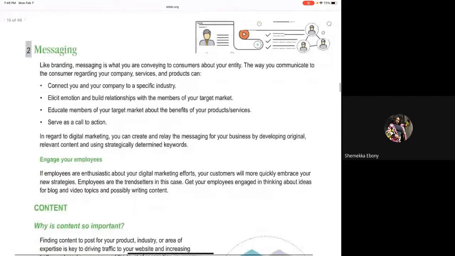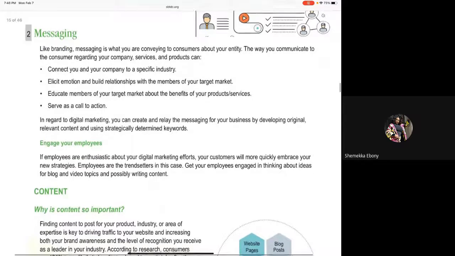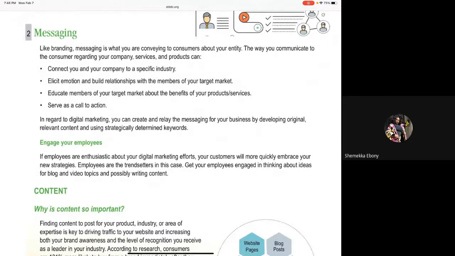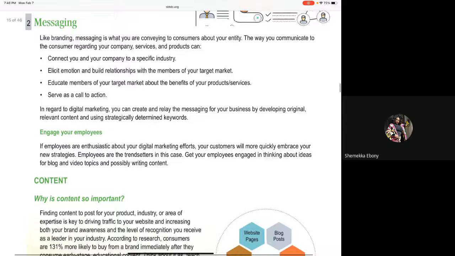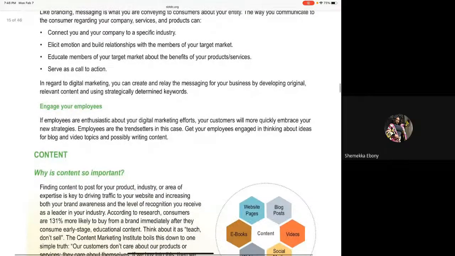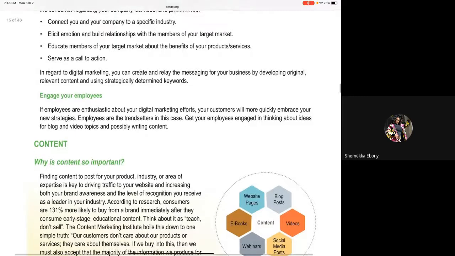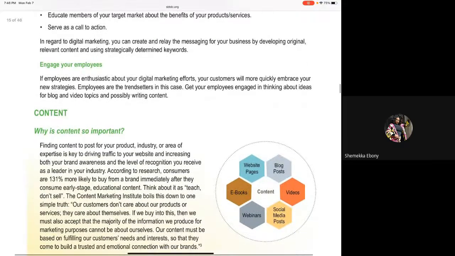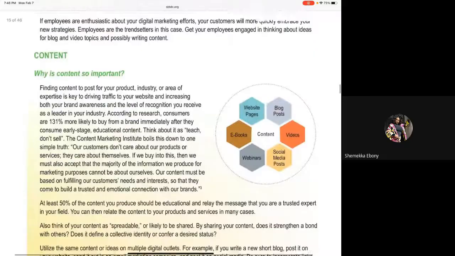Then it helps you walk through the messaging around the content, what needs to be in it, how you engage. This is, again, looking at whether you're doing business to business or business to consumer, because your content and what you're saying and the messaging may be very different. So it goes over why the content is important.